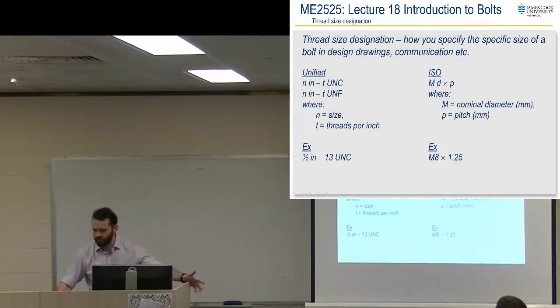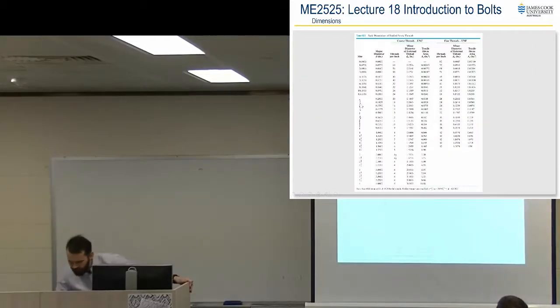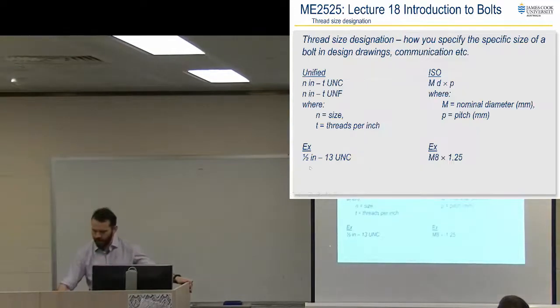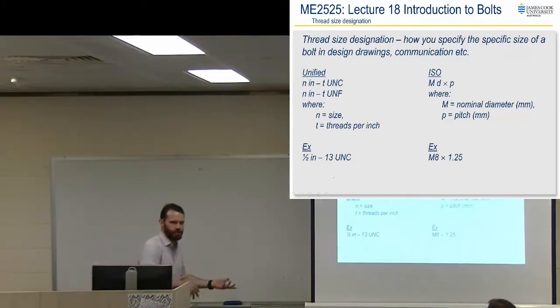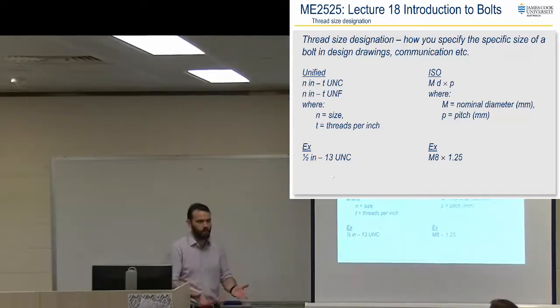Alright, so the way you specify, if you want a half inch bolt that has coarse threads, you go half inch dash 13 UNC, because on the table, if we go to our half inch bolt, which is there-ish, and I wanted coarse thread, then half and 13. So it's 13 threads per inch for a coarse bolt, and it's a half inch major diameter. And then if you want the area, you go back to that table and work out that that's a coarse one, and it's half inch, and so you get your area. That's everything you need to know about that size, right?